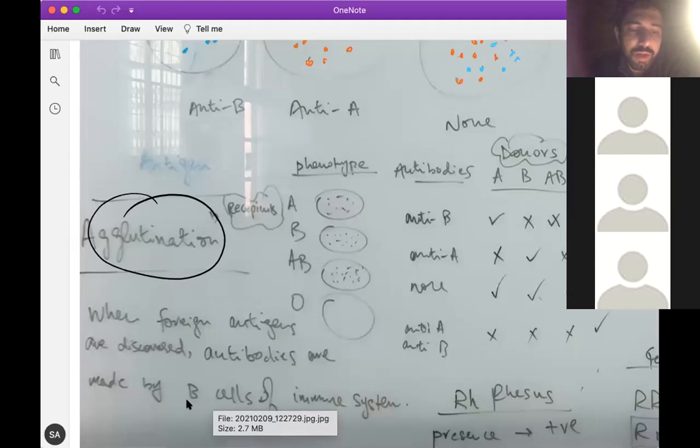In the immune system, we say there are B and T cells. They are both lymphocytes.